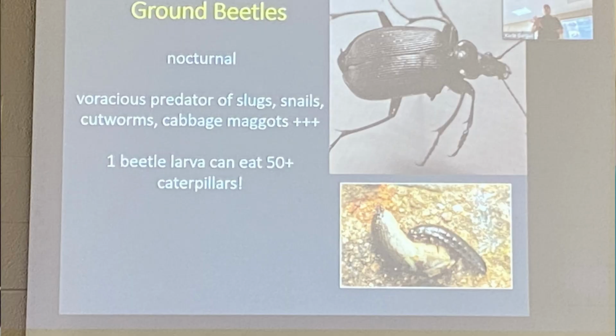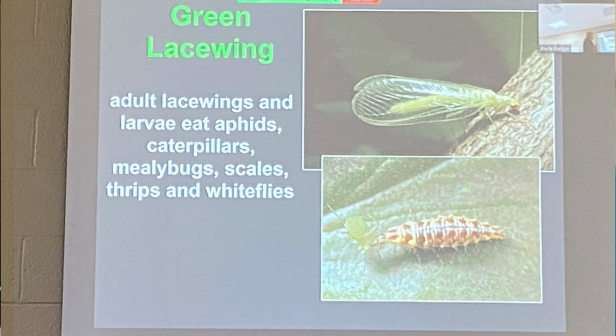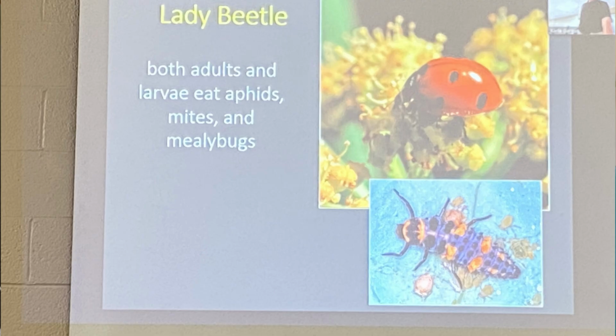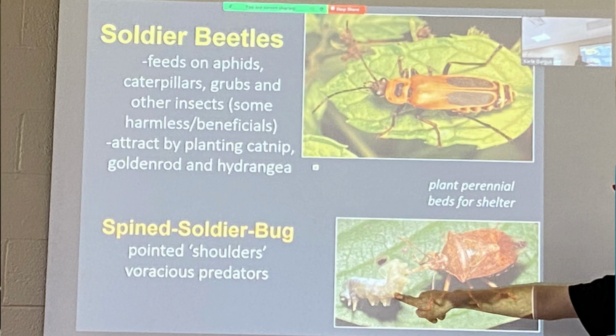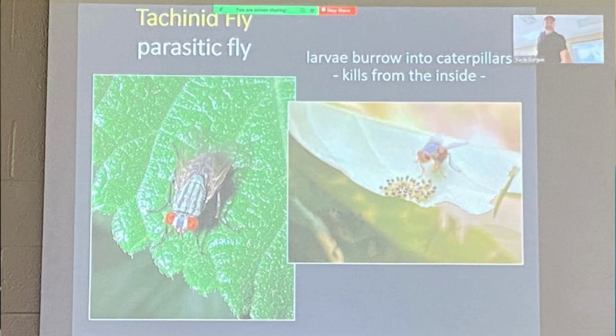Ground beetles, nocturnal, eat slugs. Green lacewing. Adult lacewing and larvae eat aphids, caterpillars, mealybugs, scales, thrips, and whiteflies. Lady beetle. Both adults and larvae eat aphids, mites, and mealybugs. Minute pirate bug will attack almost any insect. Soldier beetles feed on aphids, caterpillars, grubs, and other insects. A parasitic fly: larvae burrow into caterpillars and kill from the inside.